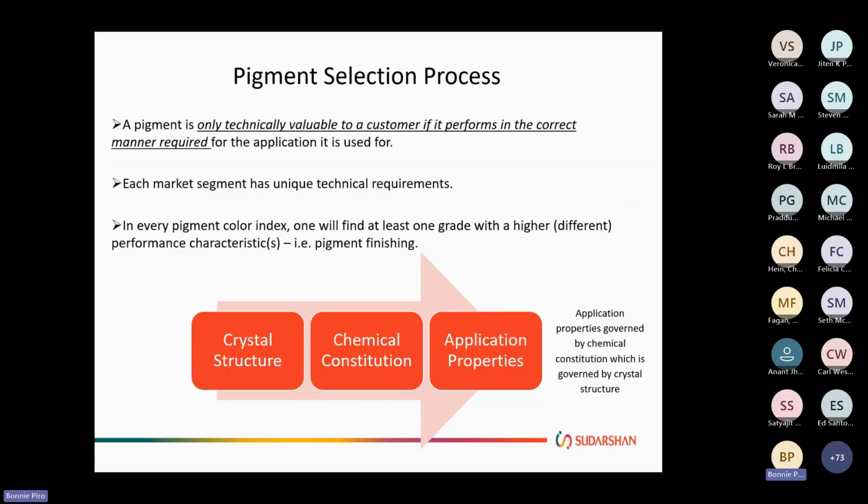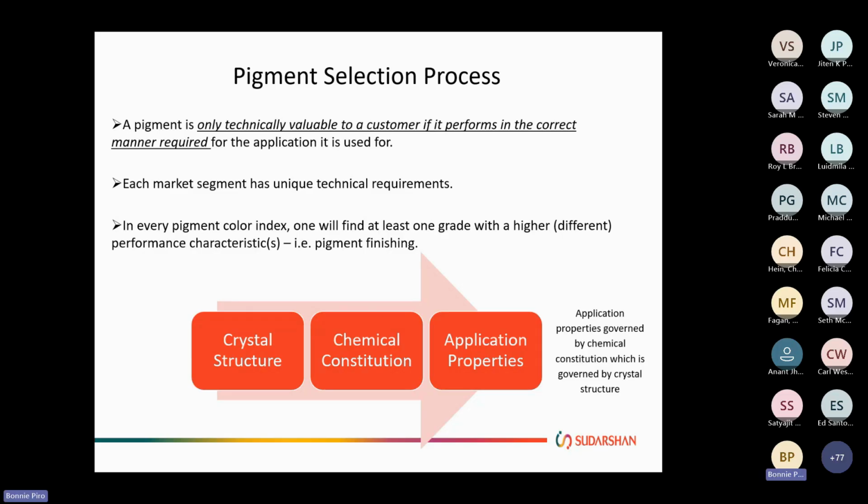When you're selecting a pigment, of course, it's only going to be valuable to your end customer if it performs in the manner you intended for that application. If it doesn't give you what you're looking for, it's not valuable to the customer. Each marketplace, of course, does have its own unique requirements. So it's the formulator's job to make sure that the formula is correct and meets all the technical requirements, and it's the pigment supplier's job to provide the support needed to help you choose that appropriate pigment.